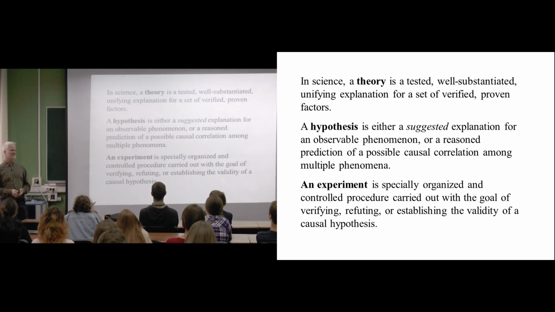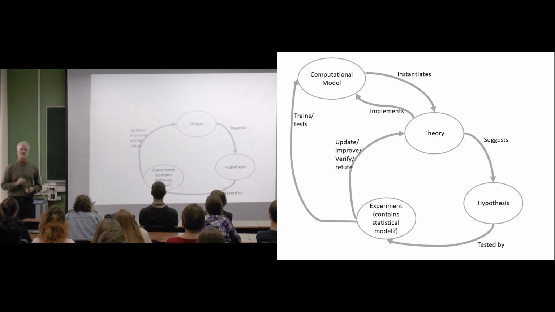You probably know these definitions. A theory is a tested, unifying explanation. A hypothesis is a suggested explanation for an observable portion of that theory. And an experiment is a controlled procedure to test a hypothesis. Okay? Here is how this fits together for me. Theories suggest hypotheses. Hypotheses are tested by experiments. Experiments' results are used to update the theory.